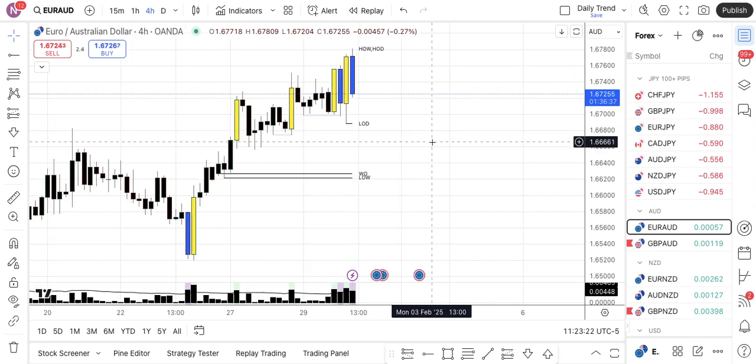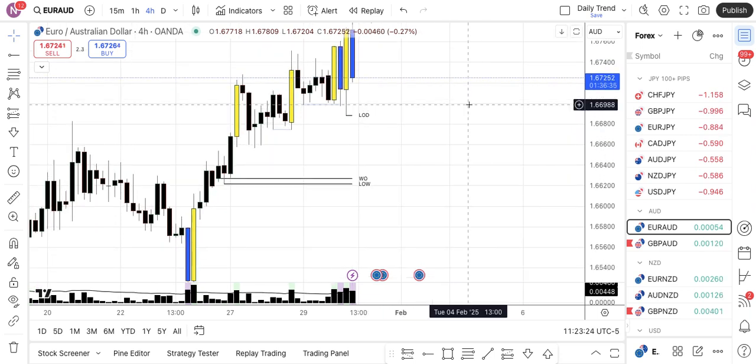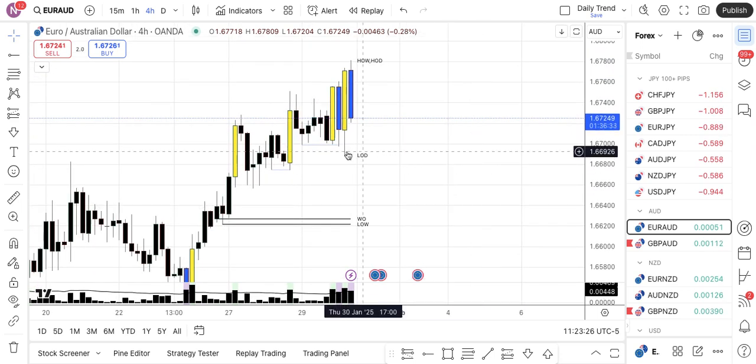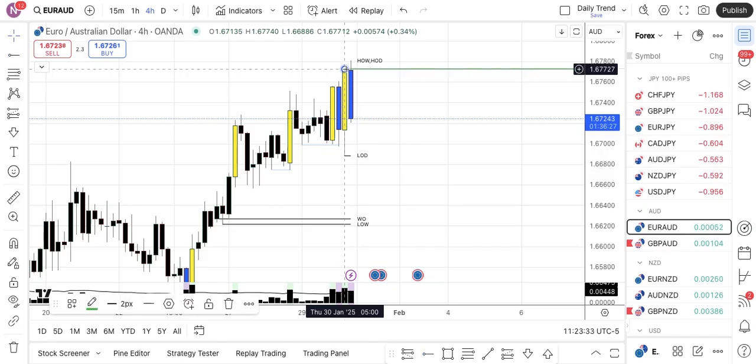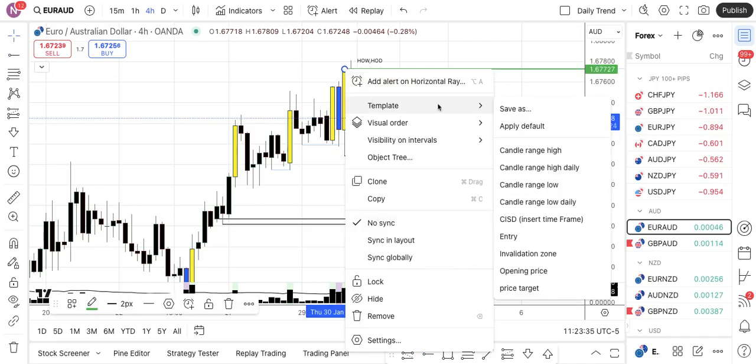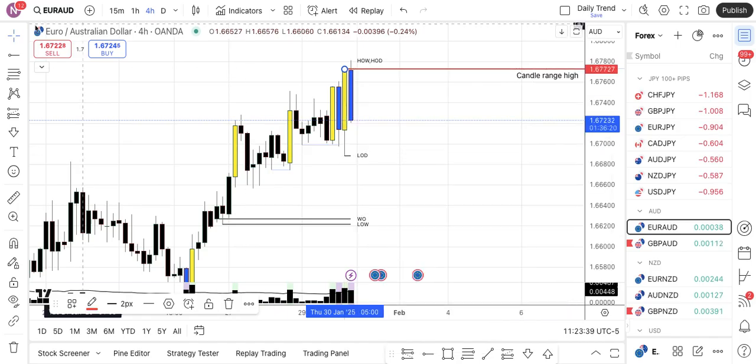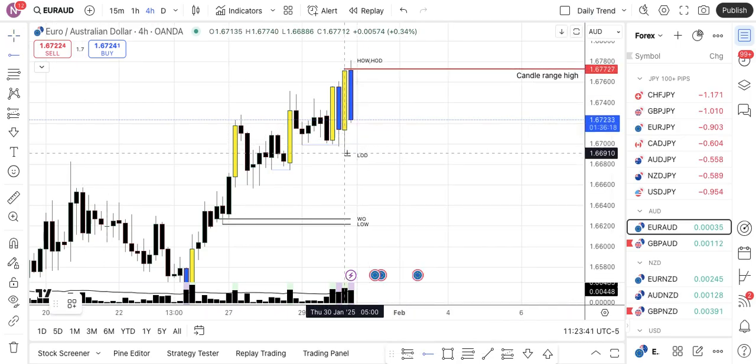All right, so now here we go. This is one that I technically would have missed because here you have a yellow candle as well. So let's get the range. So what I would do, let's say it was back a little bit in time. If I did see an interesting one, I would mark the candle range high and candle range low.